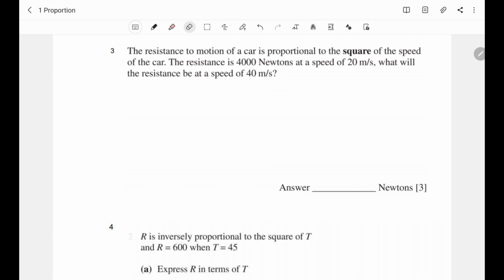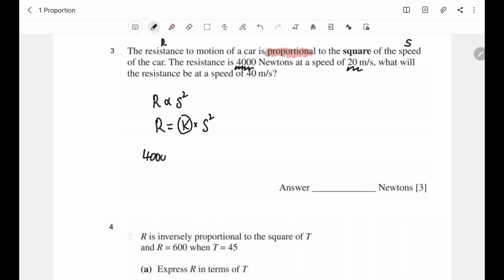Question 3. The resistance to motion of a car is proportional to the square of the speed of the car. So this is not inverse proportion, it's direct proportion. So we're going to call the resistance R, and let's call speed S. R is proportional to the square of the speed. So therefore R is equal to k, some constant, multiplied by the speed squared.